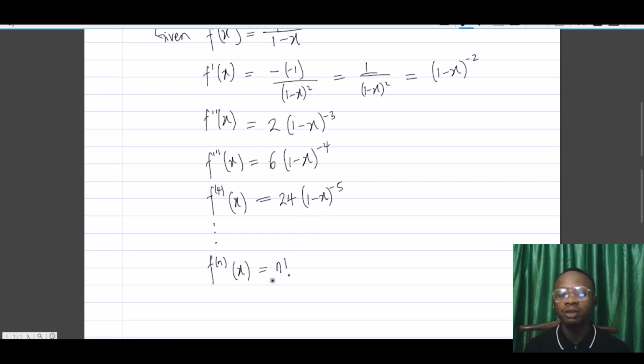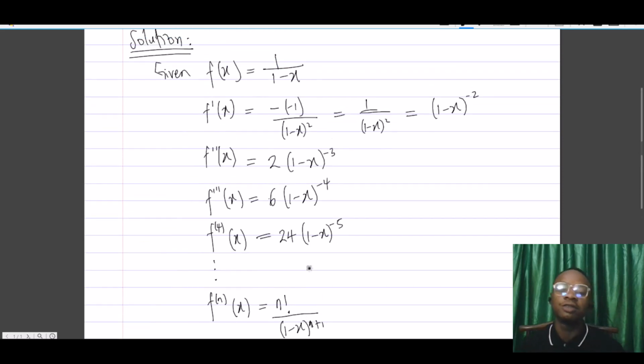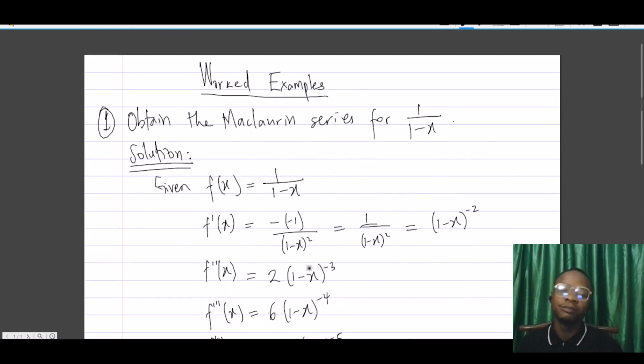So we can put that with 1 minus x raised to the power of, this is 5 when n is 4, this is 4 when n is 3, so this is going to be n plus 1, because for n equal to 4 this was 5. So with this we know this is the general expression for the derivative of the function f of x.